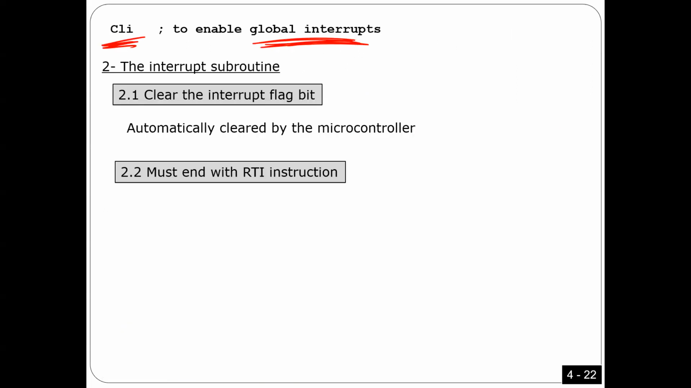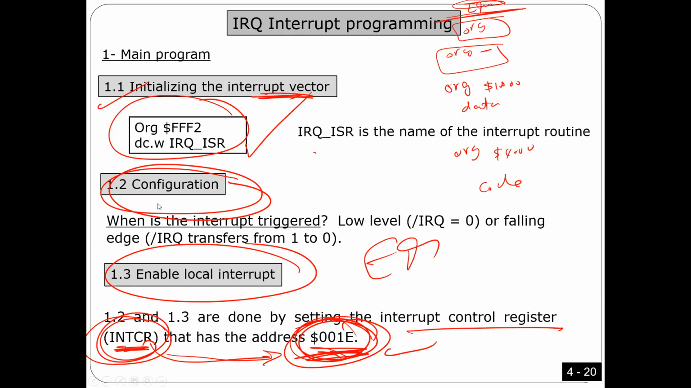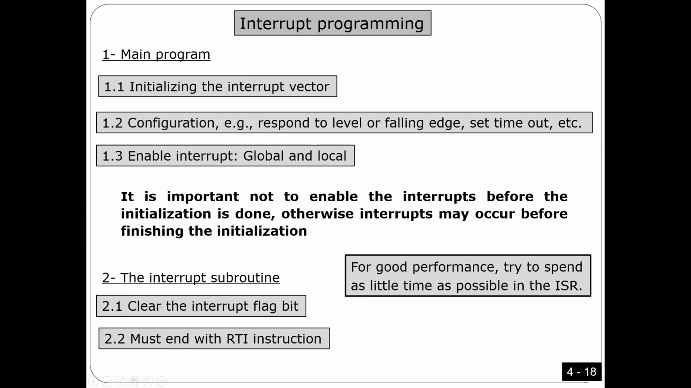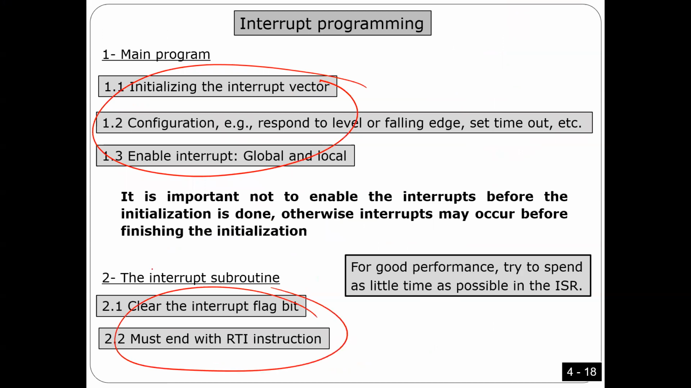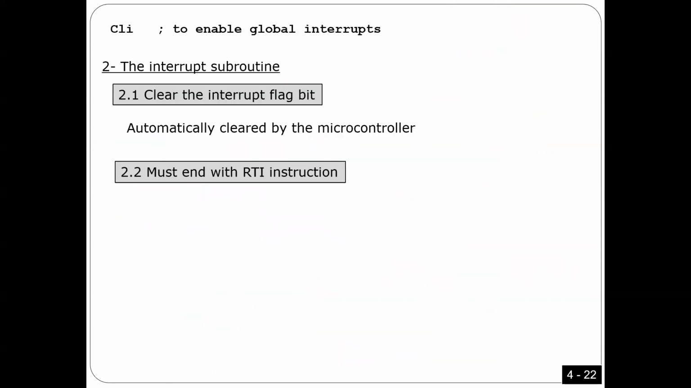Okay. Number 2, what should I write? Again, I'm going to come to this slide. For any interrupt source I'm going to teach, I'm going to come to this slide, because that's what you have to do in the main program for any interrupt source. That's also what you have to do in the interrupt subroutine for any interrupt source. That's why I'm always going to come here.